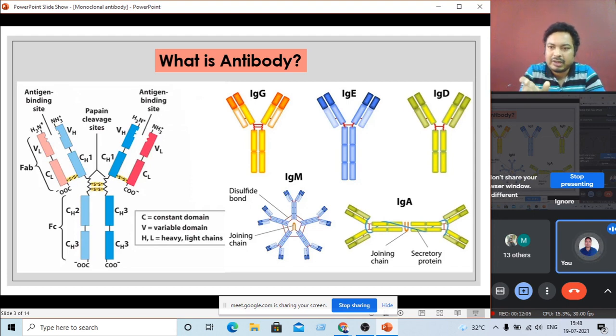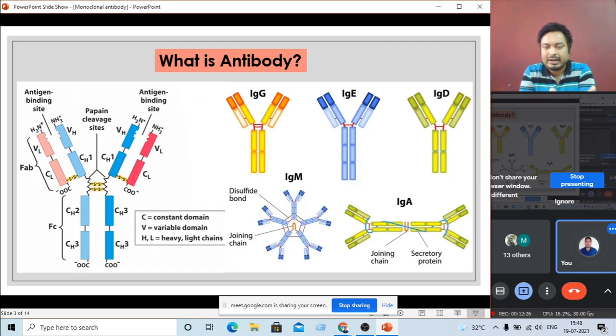Gene coding for the heavy chain, gene coding for the light chain, these are different. Okay, the gene coding for the heavy chain and the gene coding for the light chain are different. Two different separate genes are here. Suppose gene A can code for the heavy chain, gene B can code for the light chain.